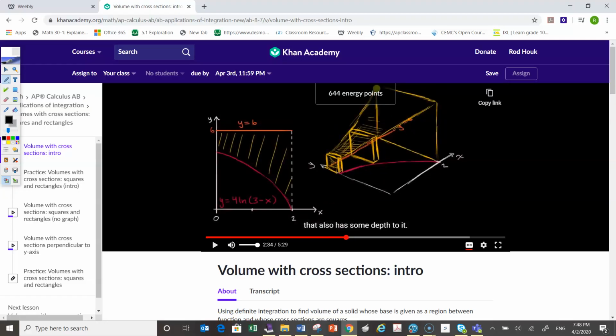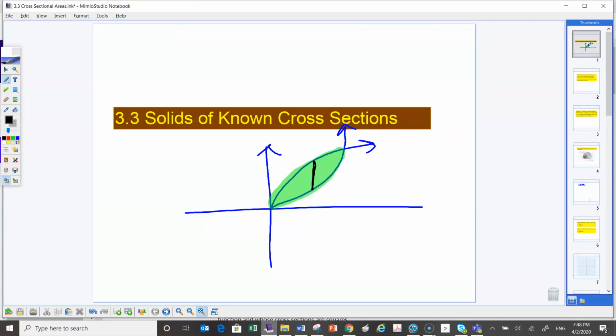Now, sometimes the base might be the base of a semicircle, so you'd have to imagine semicircles coming out of here. Sometimes it might be a rectangle whose height is 4 times the length of the base, so you have to imagine a rectangle coming out that's higher than the base. So the key to the question is they'll always tell you cross sections perpendicular to the x-axis or the y-axis, and that's where you're going to draw your slice.